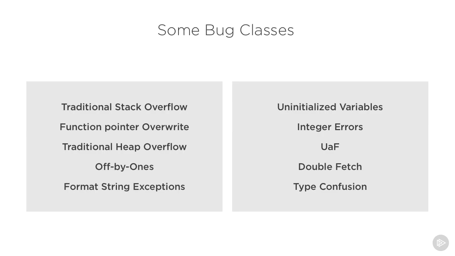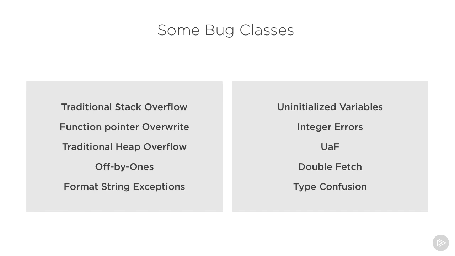So there's lots of different bug classes, and the reason it's important to know about them is that once you've had an example and an understanding of how to exploit one particular class, then when you see that bug again, you can either make a determination, does it look exploitable, or are you actually going to exploit it? So things like the traditional stack overflow, function pointer overwrites, traditional heap overflows, off by ones, format string exceptions, uninitialized variables, integer errors, use after free, double fetch, type confusion.